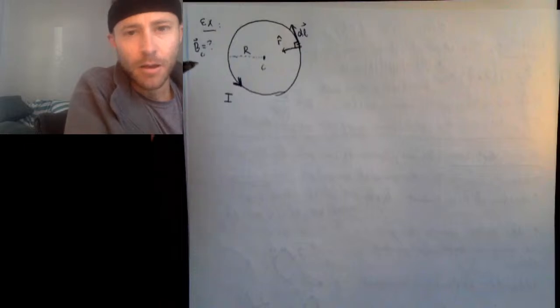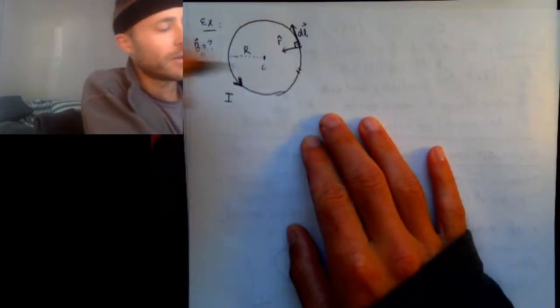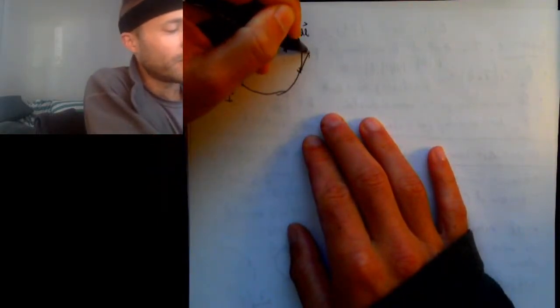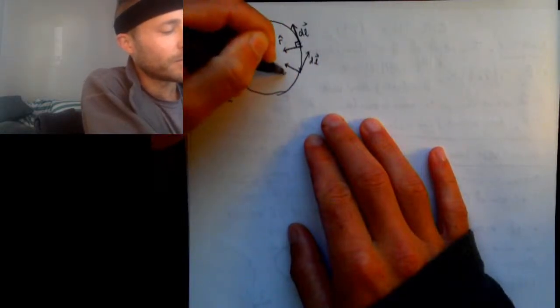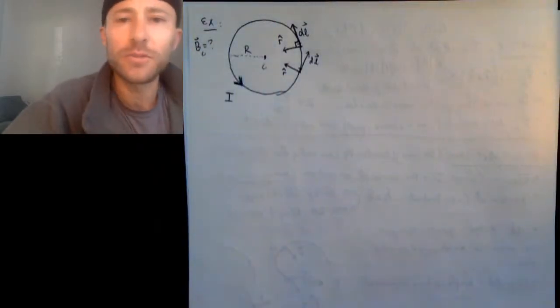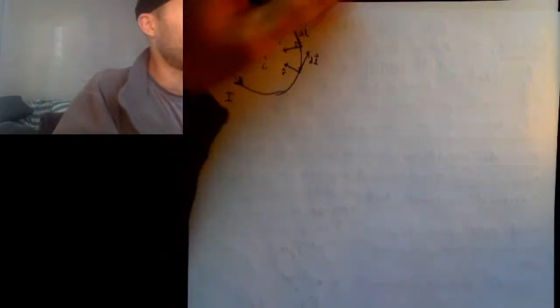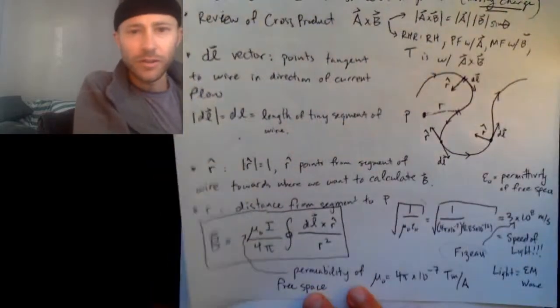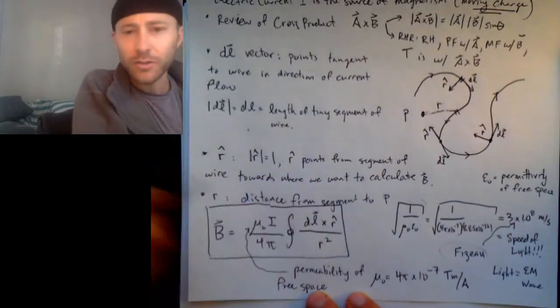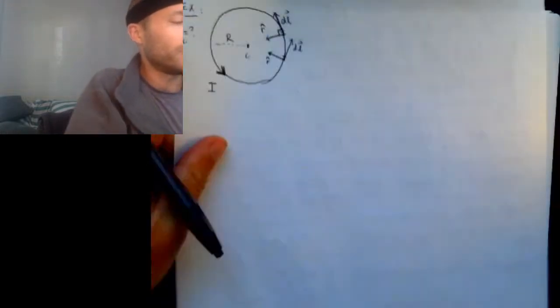Okay. If we had chosen a different segment of wire, like maybe right here, dL points tangent, r hat points towards the center. Okay. So that's how that works. So let's figure out what dL cross r hat is. That's always the first part of a Biot-Savart problem, because you can see that it involves the integral of dL cross r hat over r squared. So we've got to figure out what dL cross r hat is.